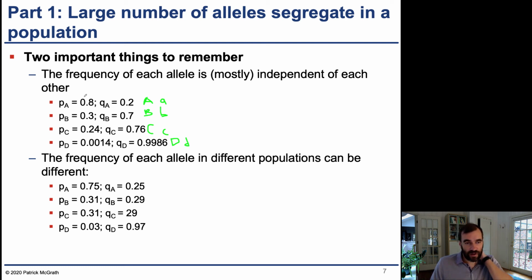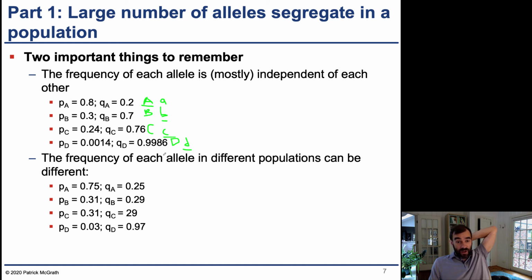And so the frequency of this allele is 0.8. The frequency of this allele is 0.3, the frequency of this allele is 0.24, and the frequency of this allele is 0.0014. So if we ordered which one is most common, the big A, the little b, the little c, and the little d are the most common alleles for this population. And so there's 4 different genes that we're looking at, and each one has a unique P and a unique Q.